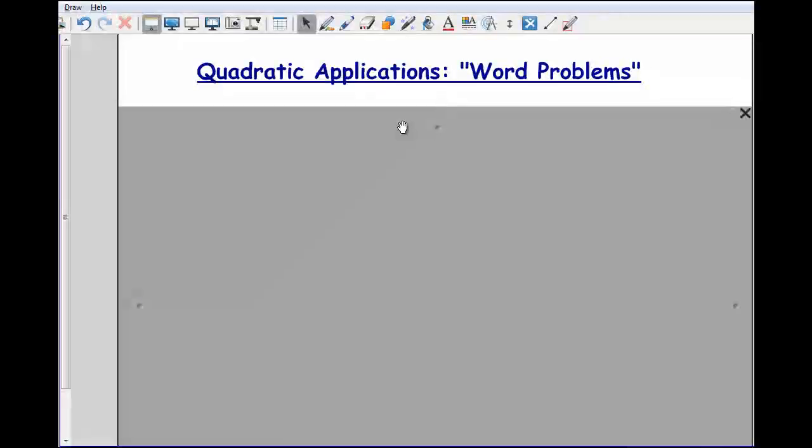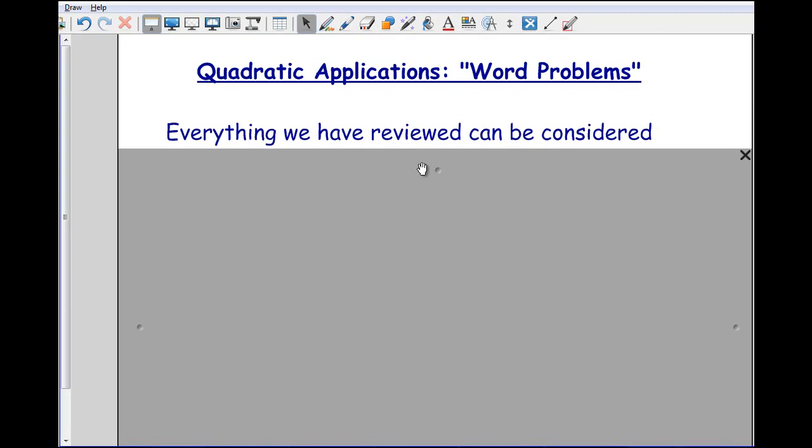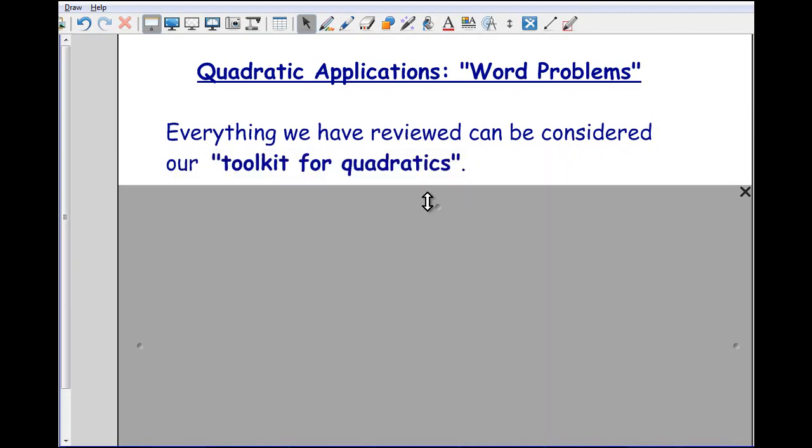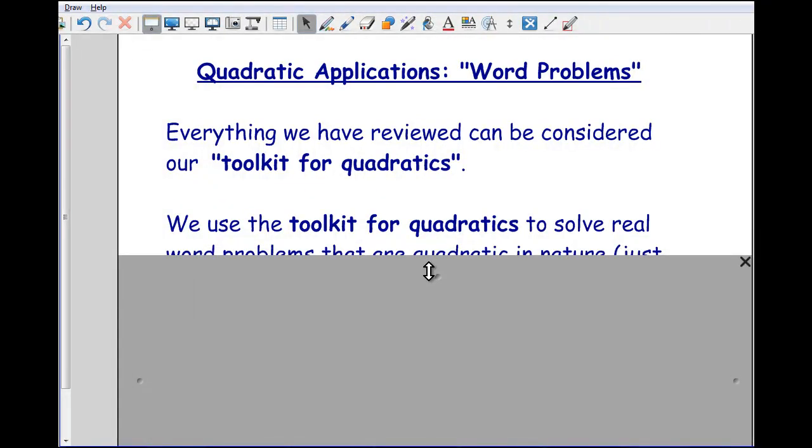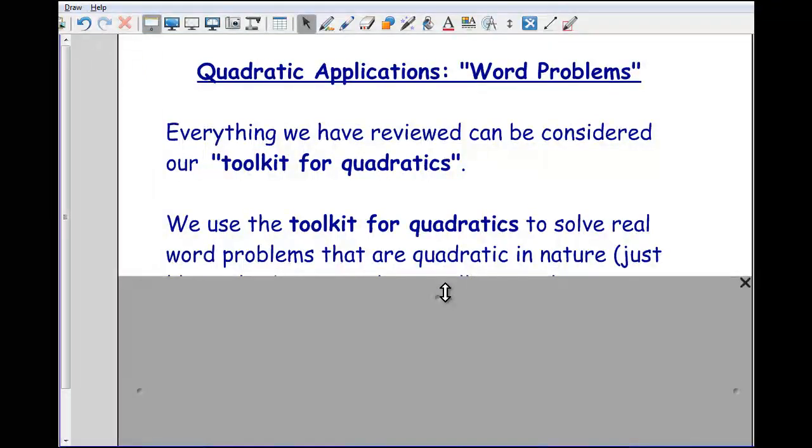Okay, moving on, we've built up all these different techniques here in our quadratic unit. We arrive at quadratic applications. People like to call them word problems. So everything we've reviewed can be considered our toolkit for quadratics, all these techniques that we just looked at. We're going to use this toolkit to solve real-world problems that are quadratic in nature.